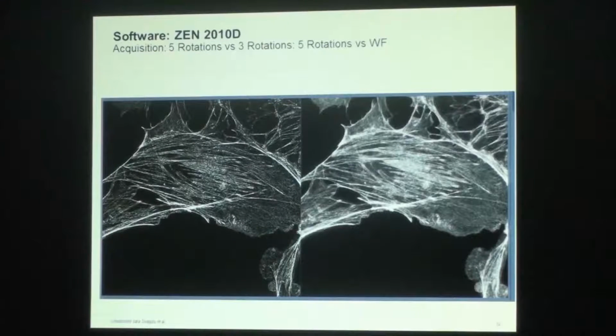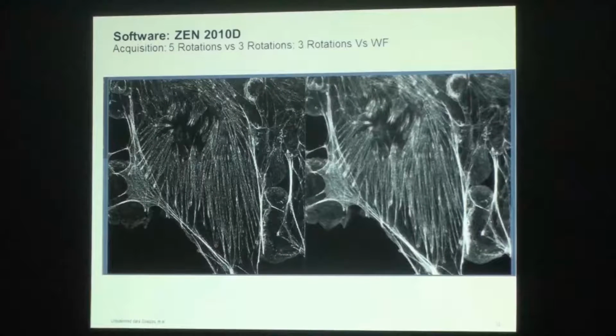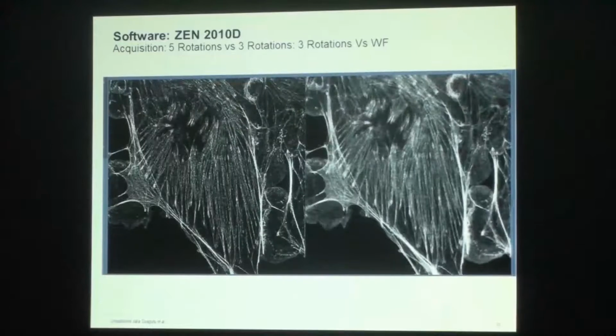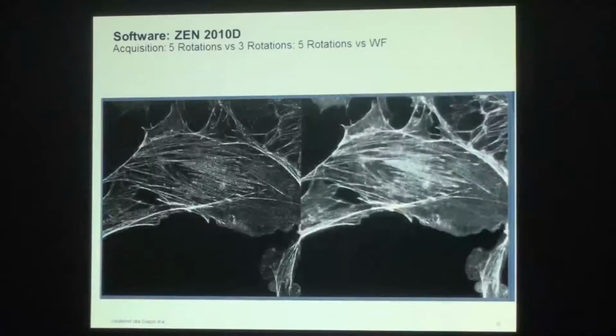This is the previous picture. What you saw is 3 rotations versus wide field, and this is 5 rotations versus wide field. You can see I don't show you the same cell. The reason for that is the sample was bleached. After taking that image, that cell was bleached, so I could not run the same sample again with the 5 rotations. So when there is bleaching, you do have an issue. When your sample bleaches, this technique suffers. Keep that in mind.